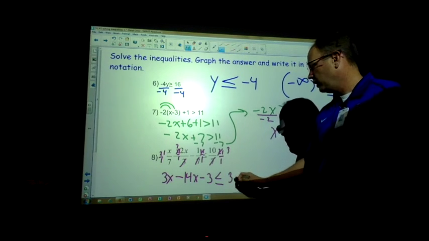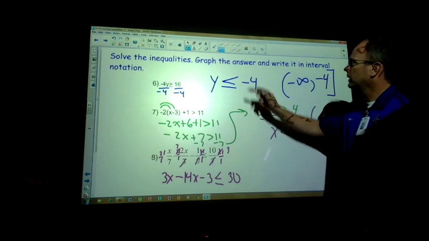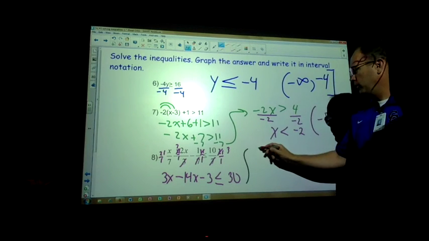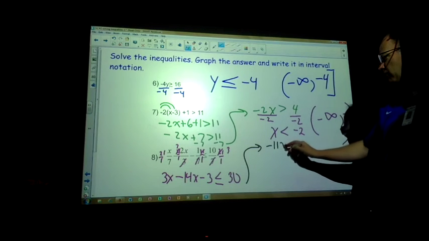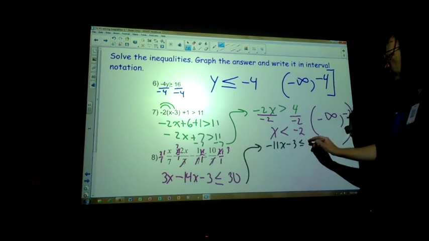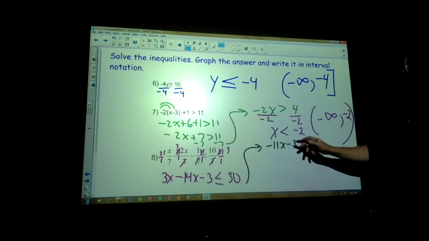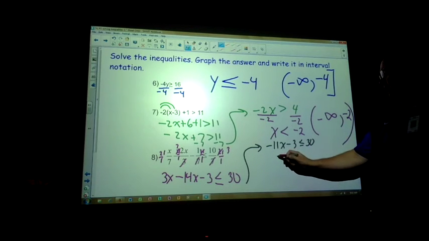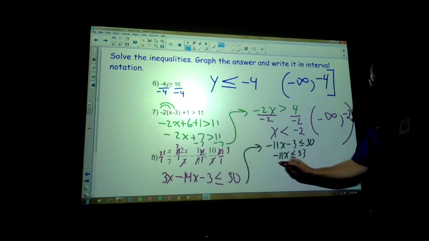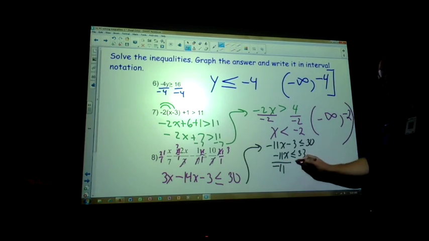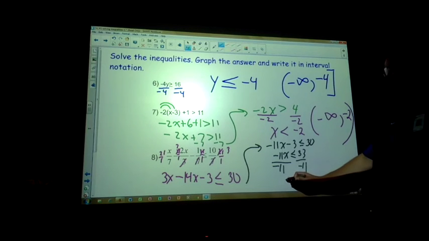Did I do that right? Okay. Let's see if I can squeeze this up here. So I'm going to combine like terms. So I get negative 11x minus 3 is less than or equal to 30. I'm going to add 3 to both sides. And then I divide each side by what? Negative 11. If I divide by a negative, what do you know about the inequality sign? Flips over. That becomes negative 3.